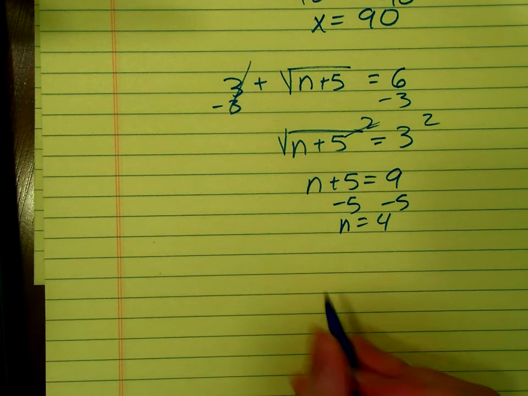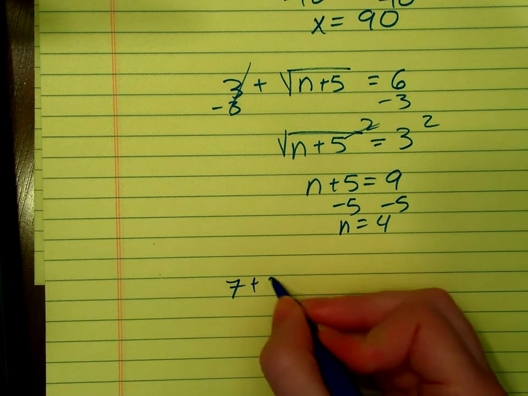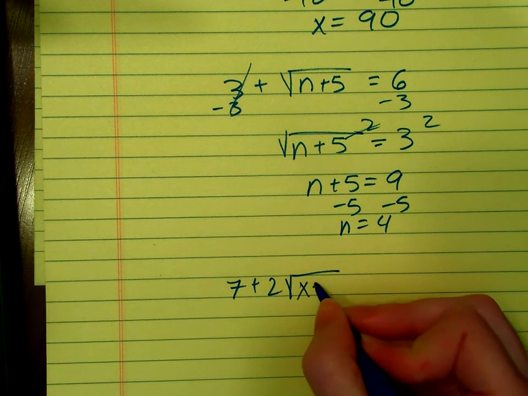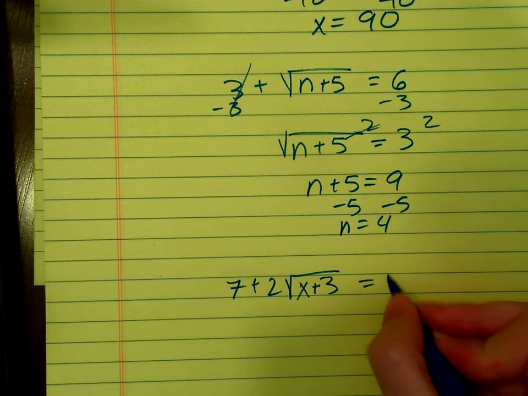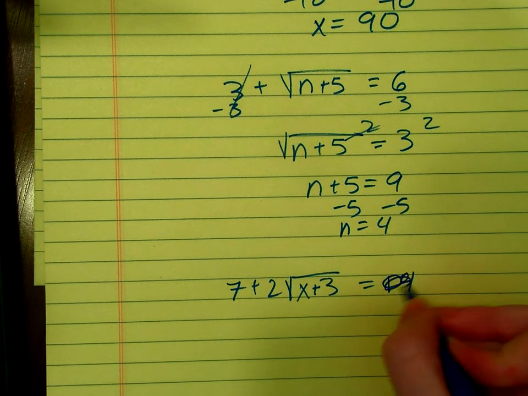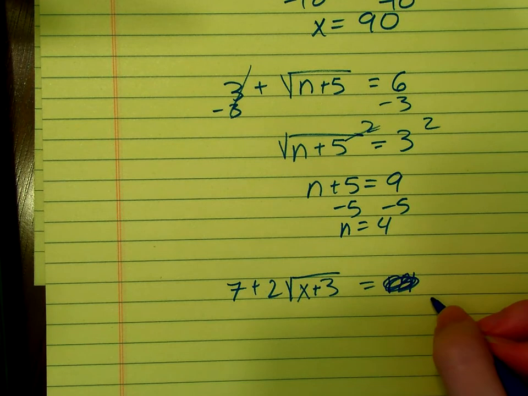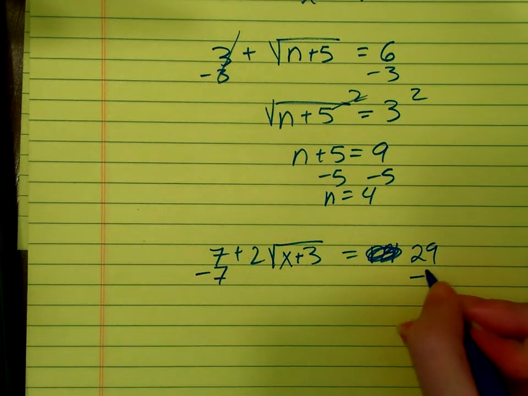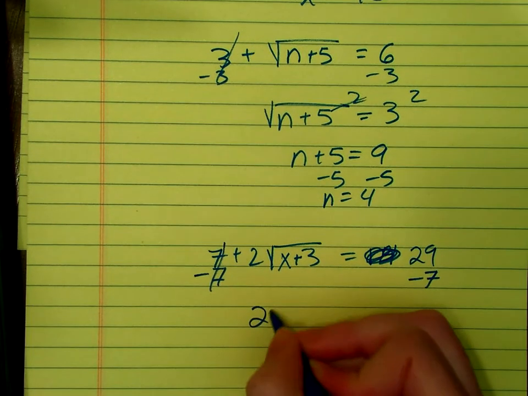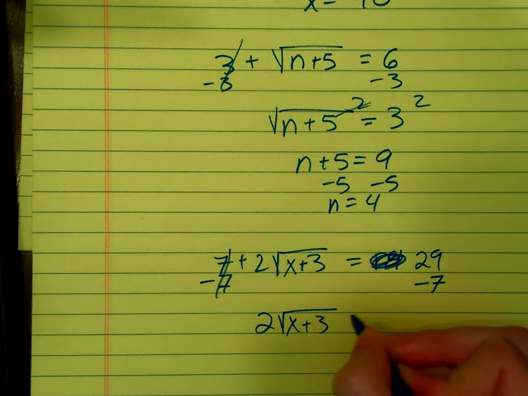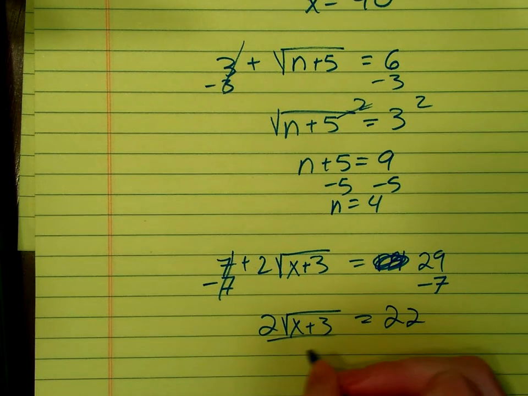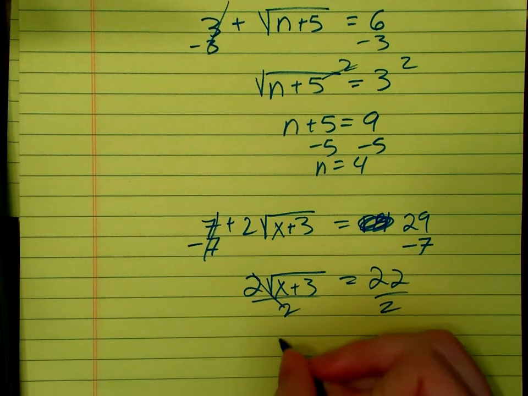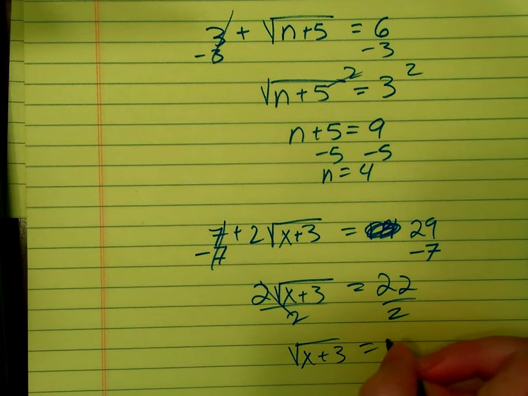Let's say I had even more going on in front of the square root. Let's say I had 7 plus 2 root x plus 3 equals 14. No, I want to make it more even. Let's say equals something that subtract 7, you're still even, so let's do 29. So then we subtract 7, we're left with 2 root x plus 3 equals 22. Divide by 2, divide by 2. Root x plus 3 equals 11.